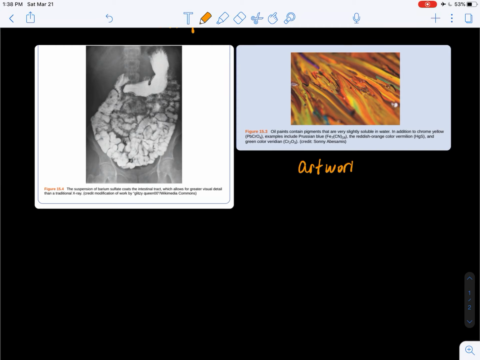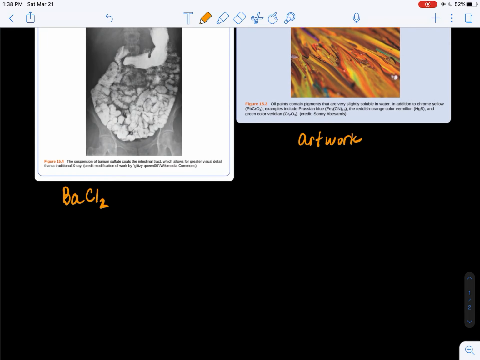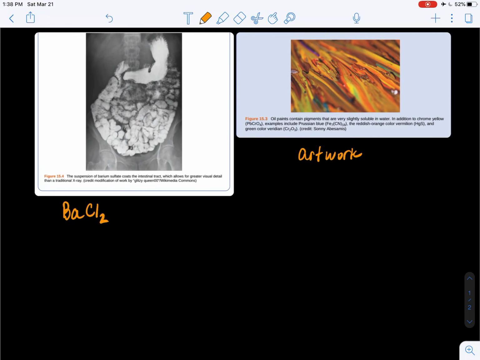And over here on the left, we have an X-ray image of somebody's intestinal tract that's enhanced by barium sulfate. Barium sulfate is a contrast agent for X-rays. Barium is a heavy metal that absorbs a lot of X-rays. You may remember a lab where we dealt with barium chloride to produce certain precipitates. And this substance is very toxic. It's poisonous. It's readily soluble.